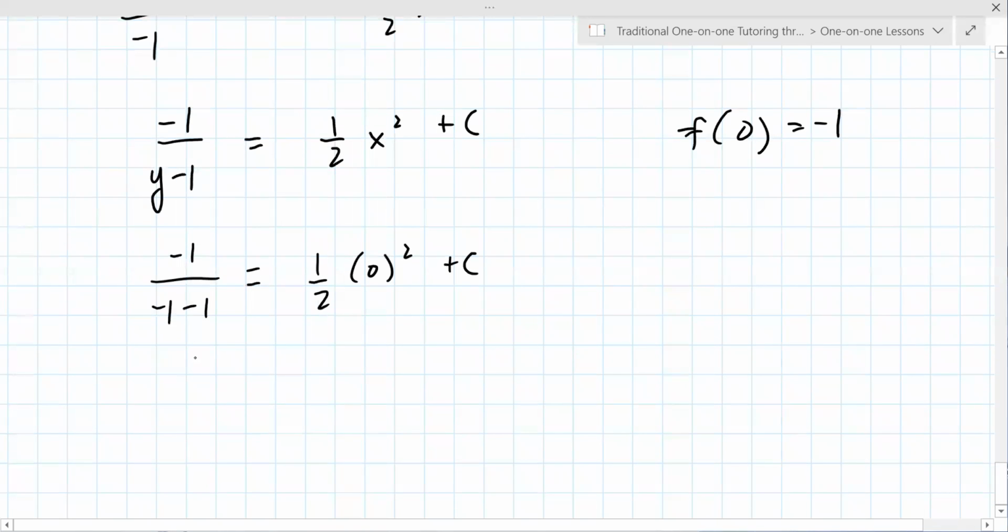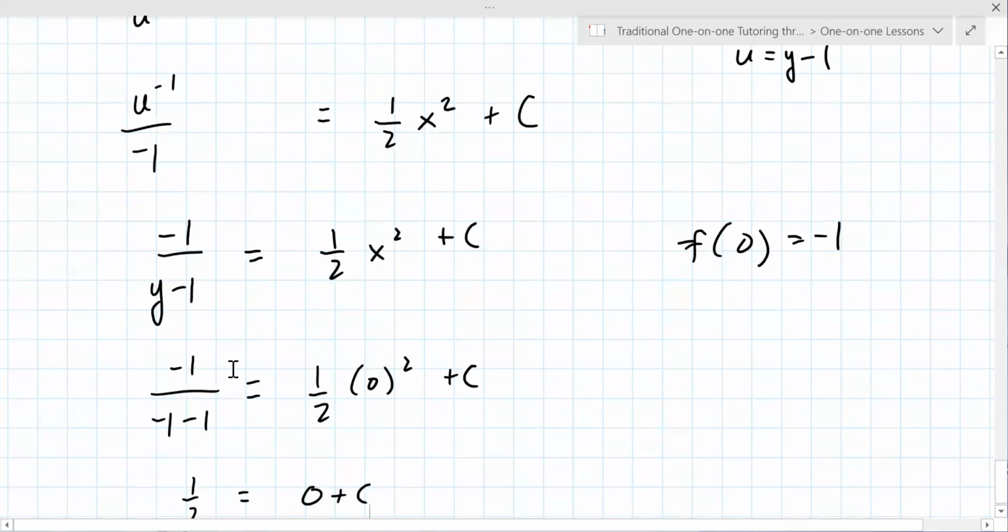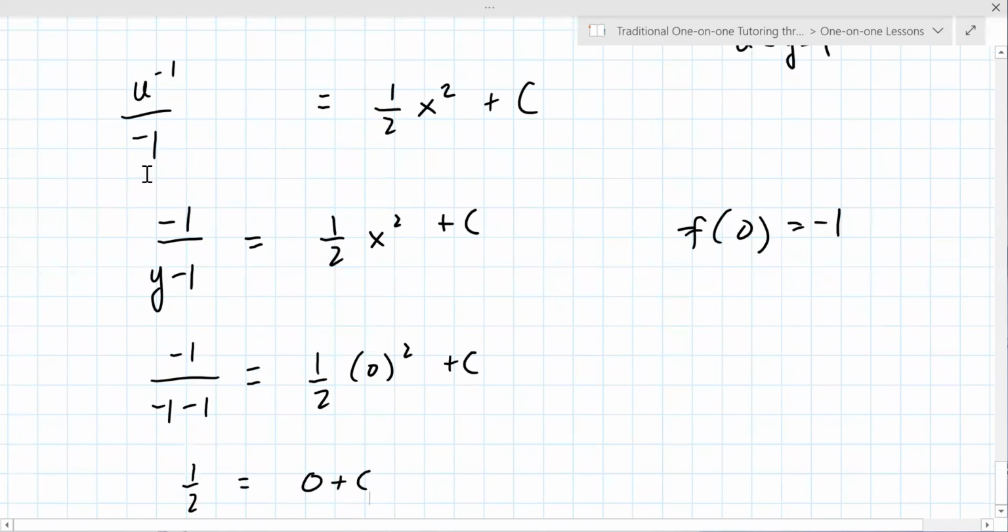And you get 1/2 equals 0 plus c. So c is 1/2. So your final answer is, well, actually, we can do a bit more. Your final answer is this line up here, but c is 1/2.